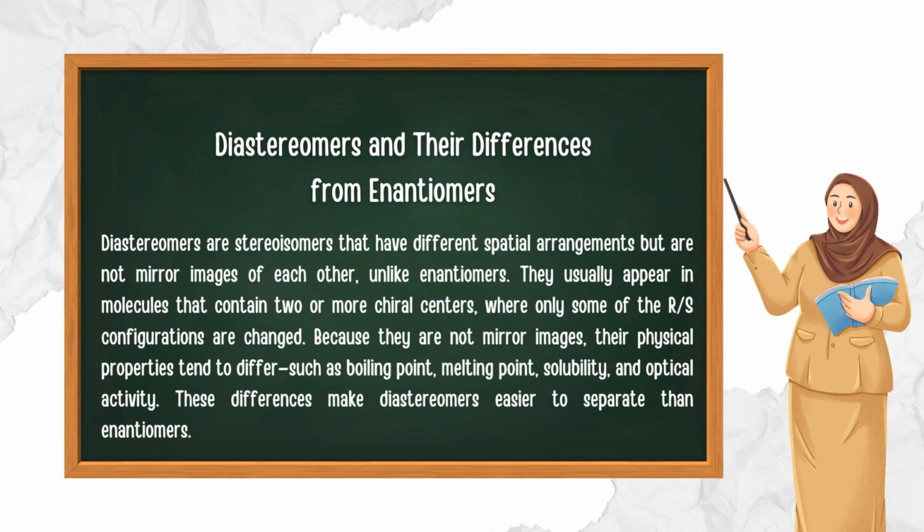They usually appear in molecules that contain 2 or more chiral centers, where only some of the R-S configurations are changed. Because they are not mirror images, their physical properties tend to differ, such as boiling point, melting point, solubility, and optical activity. These differences make diastereomers easier to separate than enantiomers.